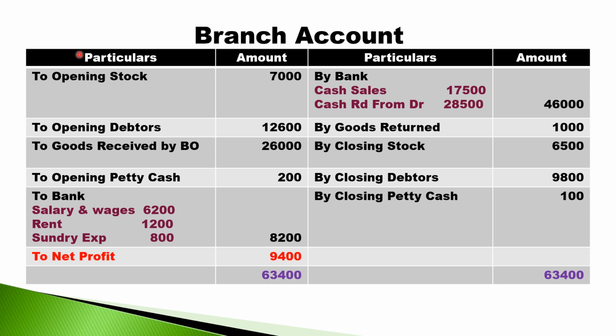Now branch account, students: opening stock 7,000, opening debtor 12,600, goods received by branch 26,000, to opening petty cash 200, and branch has received 8,200 for 3 expenses from head office. Then branch has to pay 2 amounts to head office, cash sales and cash received from debtor, totally 46,000. Then goods returned by branch, then closing stock, closing debtor, closing petty cash. Total the credit side minus the debit side, you get a net profit of 9,400.